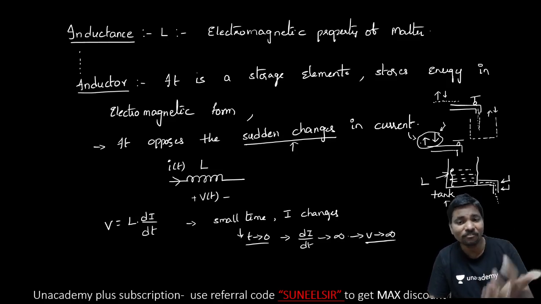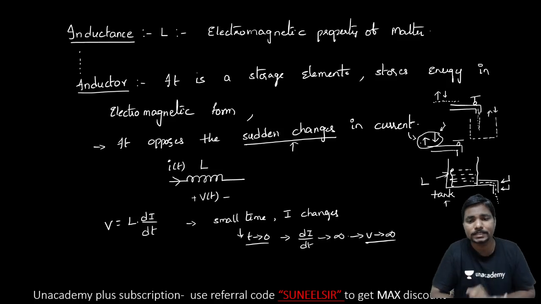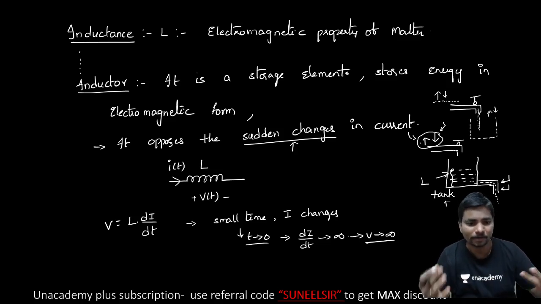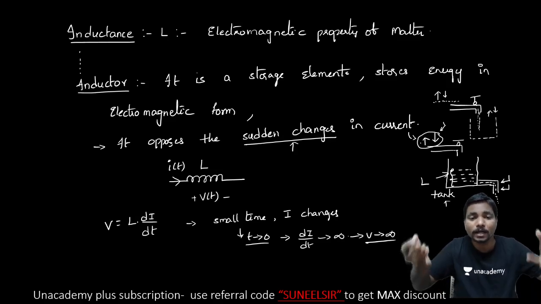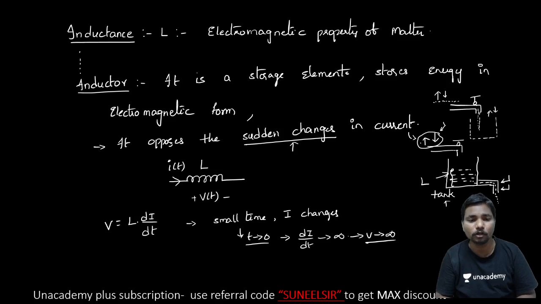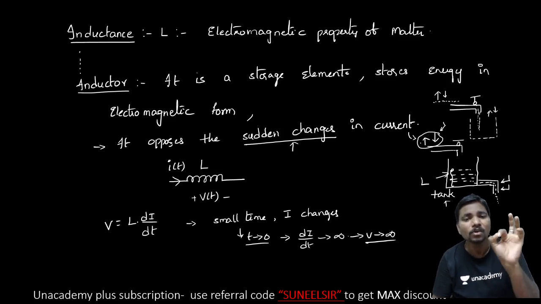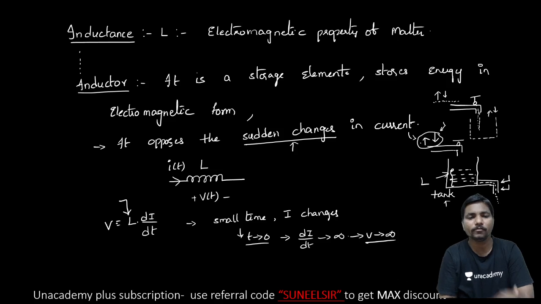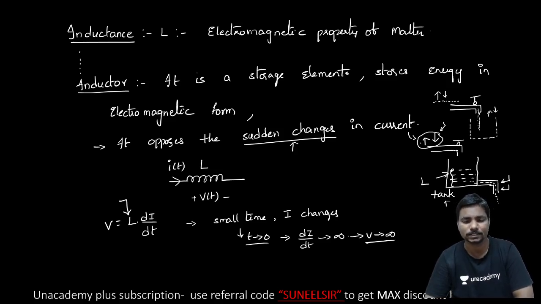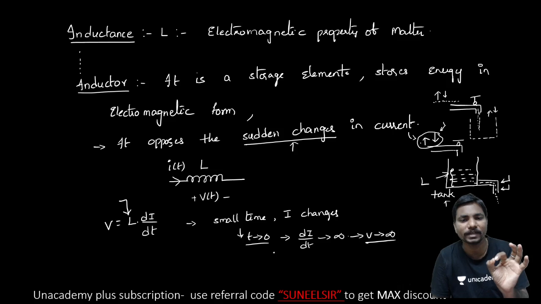Okay, we will get infinite voltage, but infinite voltage is not possible in our real environment. We are not getting the infinite voltage. If you are not getting the infinite voltage, then what elements are opposing that? Only one element is there which is opposing that sudden change. So that means current is not changing in very small changes in time.